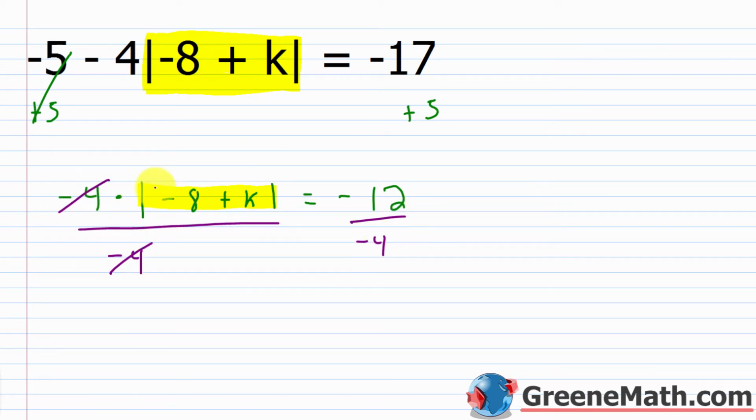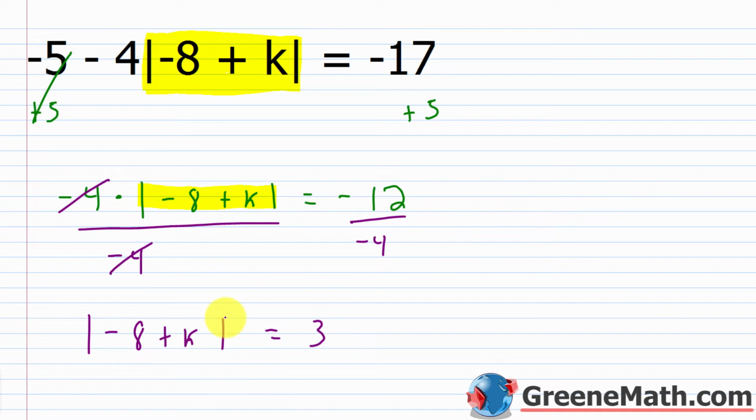So this is the absolute value of negative 8 plus k on the left. And on the right side, negative 12 divided by negative 4 is simply 3. So now we have it in a format that we saw in the last two examples. It's all that you need to do: just get the absolute value operation isolated on one side. You want a number on the other.